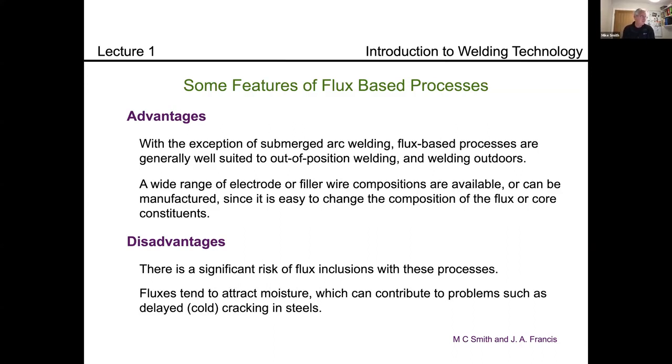The other problem with them is fluxes tend to attract moisture. So they'll sit there, and if you store them badly, and in high humidity, they will attract moisture. If you then weld with wet electrodes, the water in the flux that's accumulated there because you've not stored it right ionizes in the arc, which means you get hydrogen. If you get hydrogen in a steel, it can embrittle it, and that's a known problem. It causes something called delayed or cold cracking.